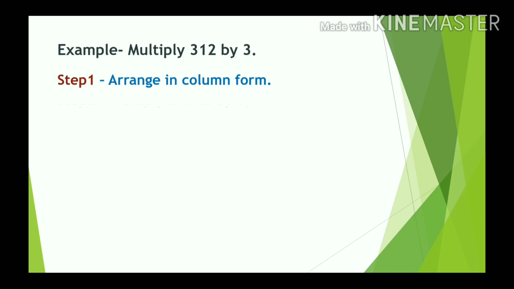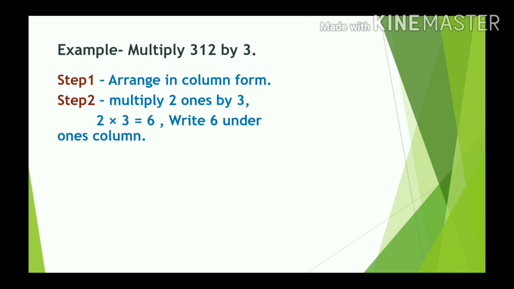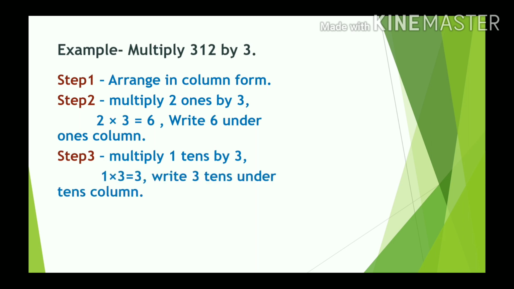Step 2, multiply 2 ones by 3. As we know, first we will multiply the number by the ones digit. That is, 2 multiplied by 3 is equal to 6. Write 6 under the ones column. Step 3, multiply 1 tens by 3. 1 multiplied by 3 is equal to 3. So write 3 tens under the tens column.